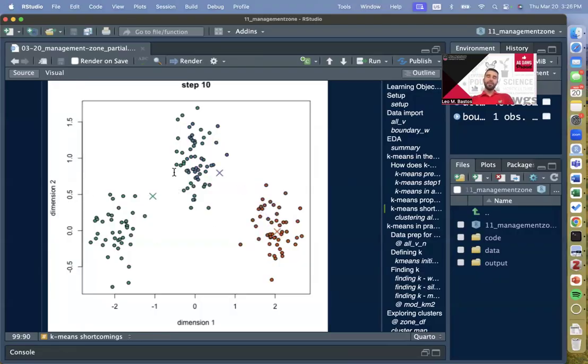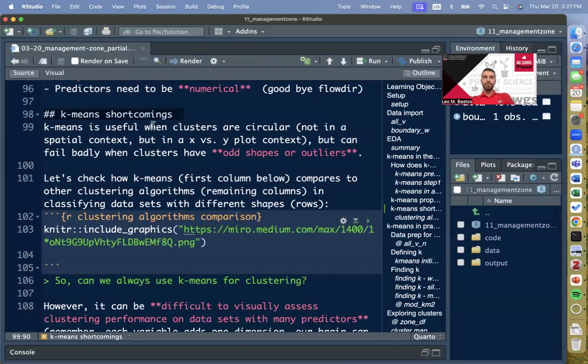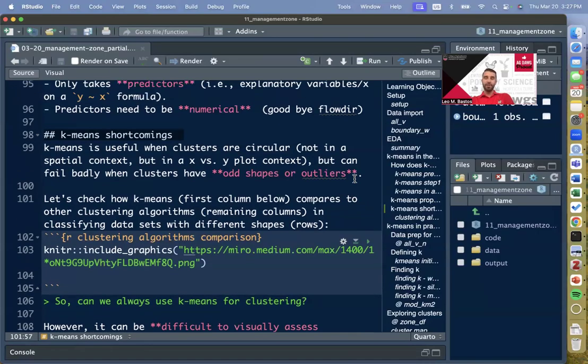So when we say that they're circular, it's not that they're circular in a spatial context, it's that they're circular in the dimensions of the data set that they have, not in a geospatial way, but in a statistical distribution sort of way. K-means is really useful when they're circular, but can fail very badly if you have odd shapes or outliers. If your clusters are not circular, or they have outliers, k-means can fail very miserably because it depends on distance, and distances can be impacted by odd shapes and outliers.